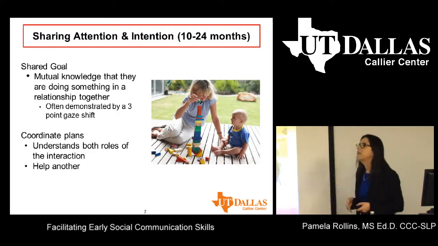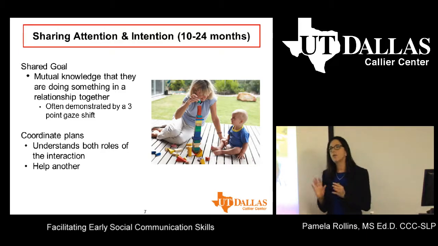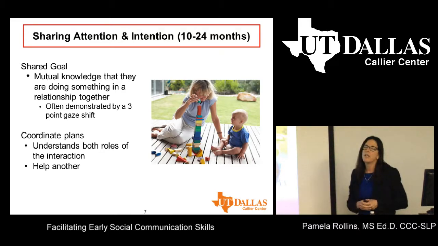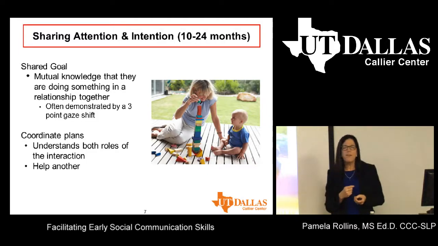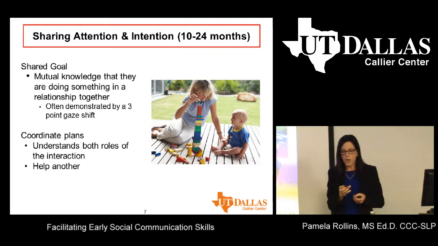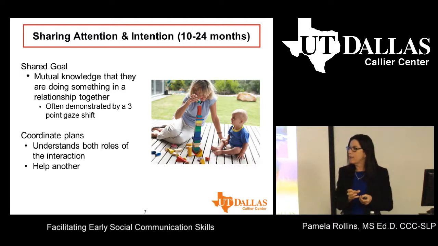That doesn't happen until starting at usually 10 months, really getting more into the 12 to 18-month-old level, where they get into the sharing attention and intention stage. Here there's a shared goal. Now they know they're experiencing the same thing. They have mutual knowledge that they're doing something together, and this is often denoted by the 3-point gaze shift, or what I call coordinating joint attention, where the child looks at an object, looks back at the caregiver, and then looks at the object again.